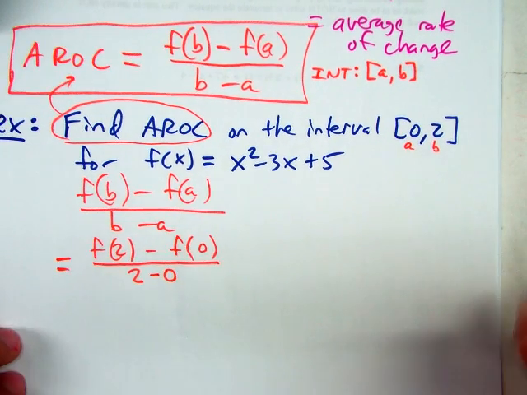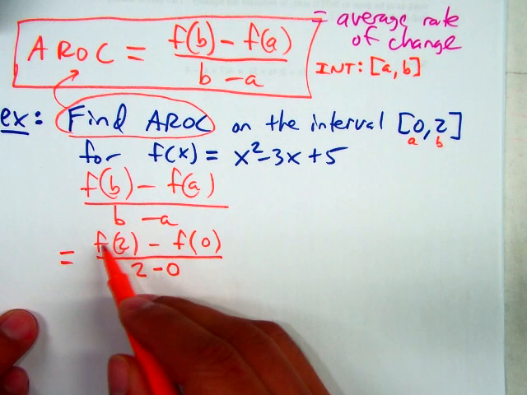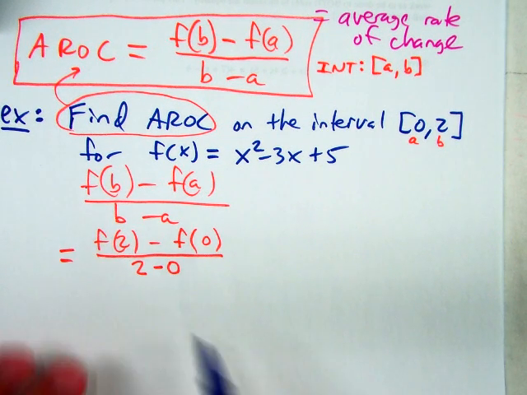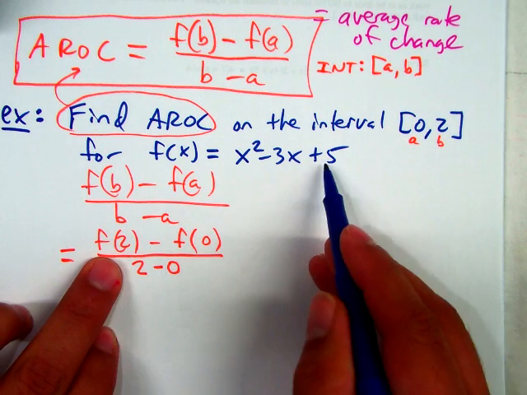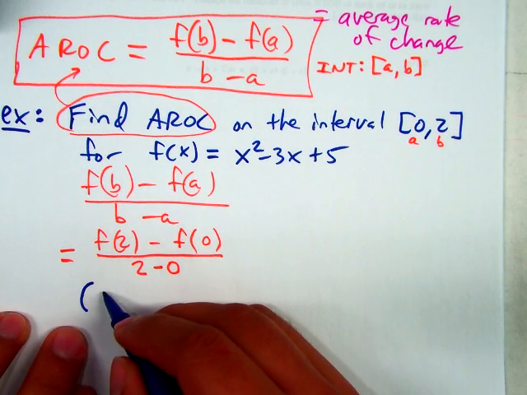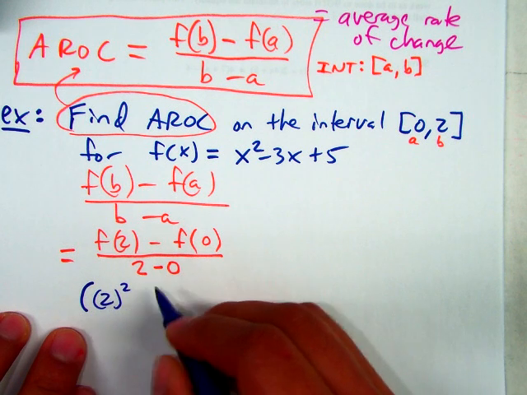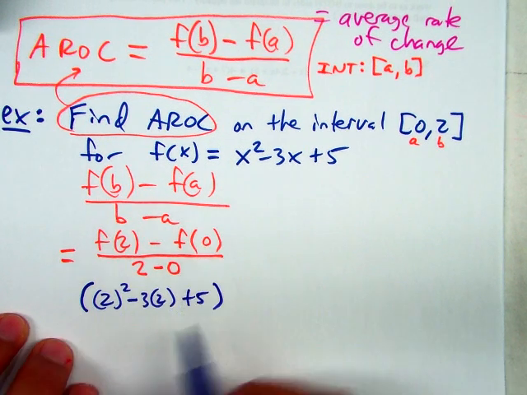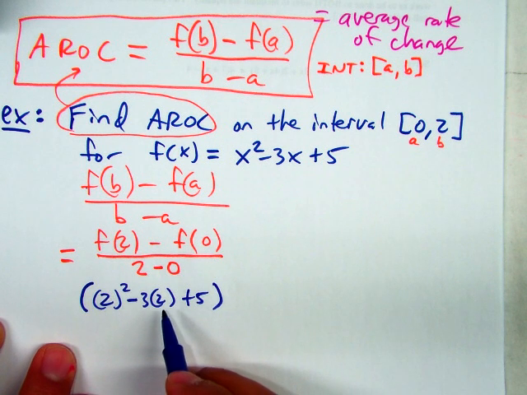So now this means something. This f of 2 represents a y-coordinate. We got to figure that out. You just plug it in. Yeah, that's right. You just plug it into the function. So I'm going to put parentheses and plug in 2 squared minus 3 times 2 plus 5. This stuff in the parentheses is going to give me the y-coordinate for this first point.